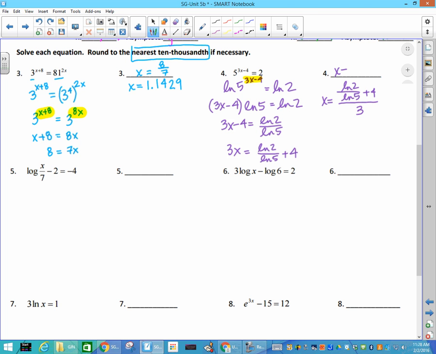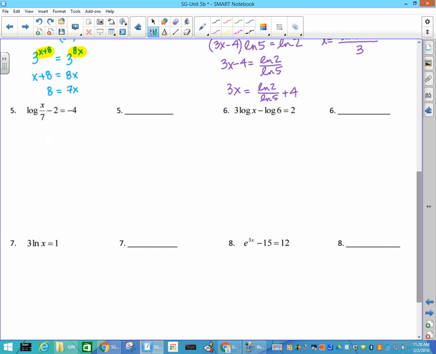So our decimal number would be x equals 1.4769. Okay, what's really important is that you know how to put that in your calculator to get that number. So if you're having trouble, please let me know. All right, number 5. Moving on.